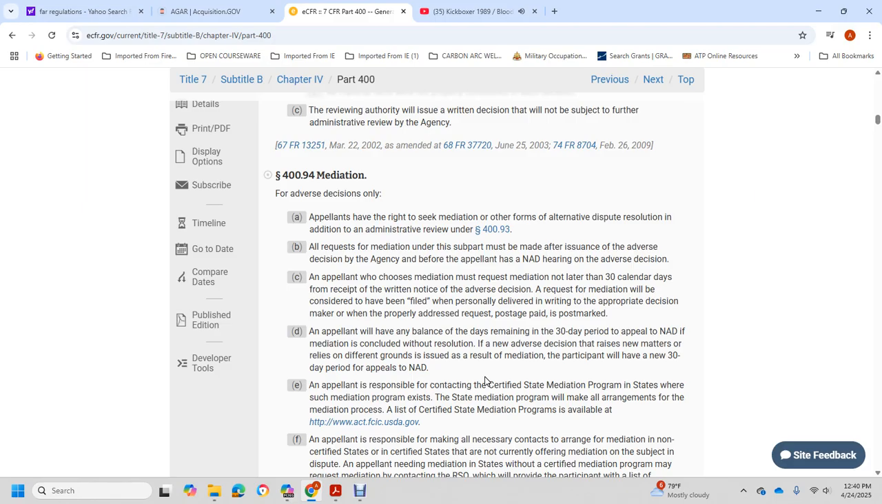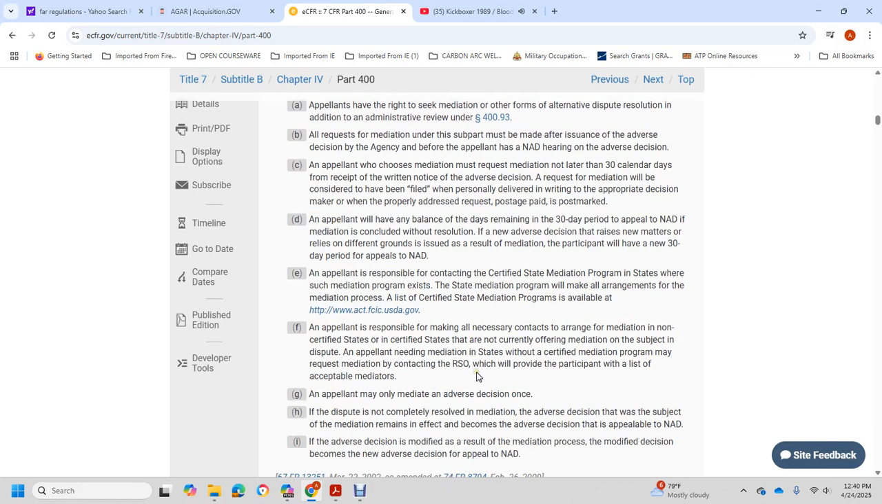A new adverse decision on a new matter, with the different group of the issue resulting from the mediation of the participant, falls within the 30-day period with the National Agricultural Department. The appellant is responsible for contacting the certified state mediation program, with the chief of the mediation program, and the state mediation program will make the arrangement for the mediation process.